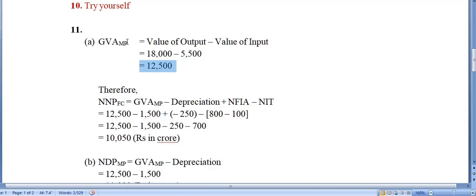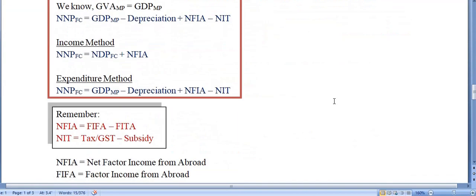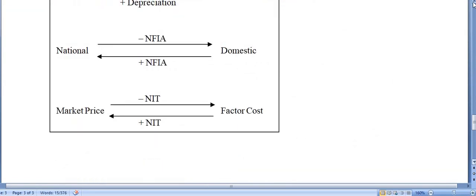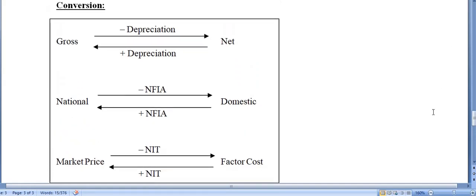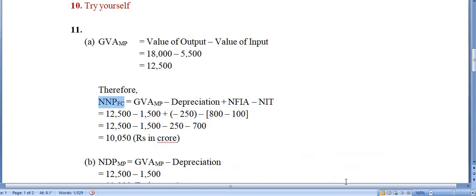But GVA MP is not your answer because you need to find national income. So from GVA MP you need to convert to NNPFC. I hope you are familiar with this conversion chart. Now we will use this chart. We found GVA MP, which is equal to GDP MP only. So from GDP MP or GVA MP, you need to go to national income, NNPFC.